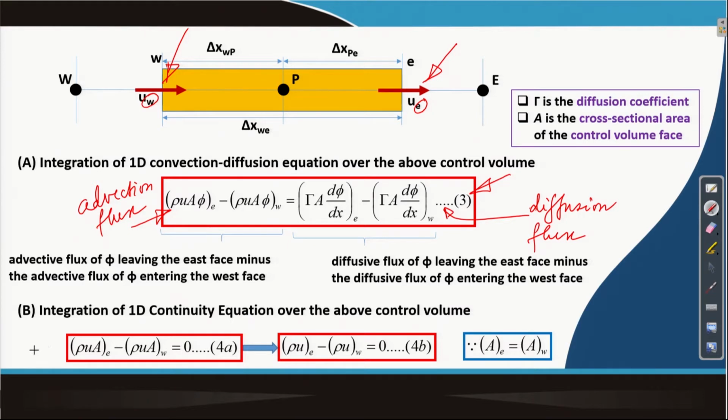And then if we look at the integration of one dimensional continuity equation, this is how it works out. So, the product rho u A, if you take a difference between the east and the west face, that should equate to 0, which essentially means that the product rho times u will remain constant provided that the areas are identical. So, the kind of control volume that we are looking at, we do not have a variation of area as we move along the x direction, and therefore, A suffix e is equal to A suffix w, and therefore, it boils down to this equation 4.2b, where the area term goes out of the equation.